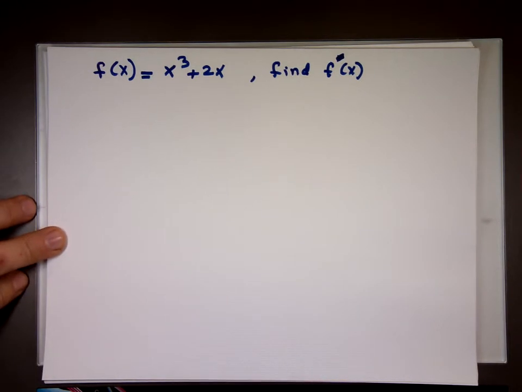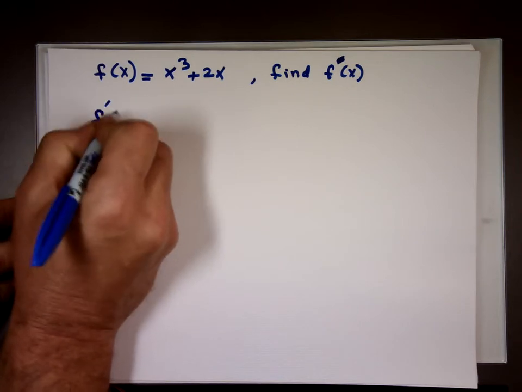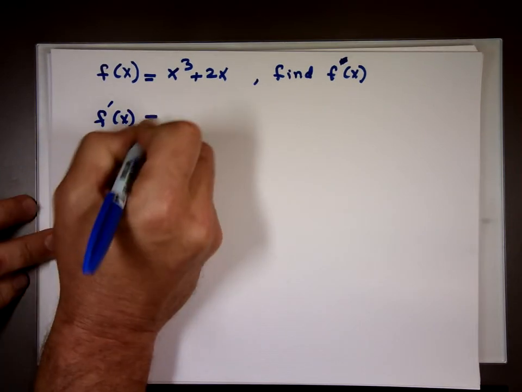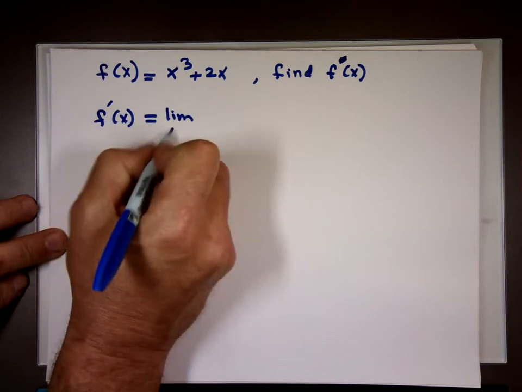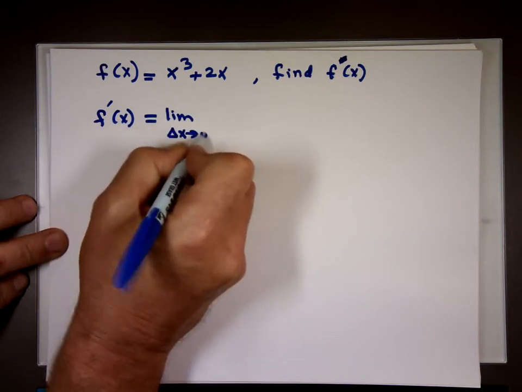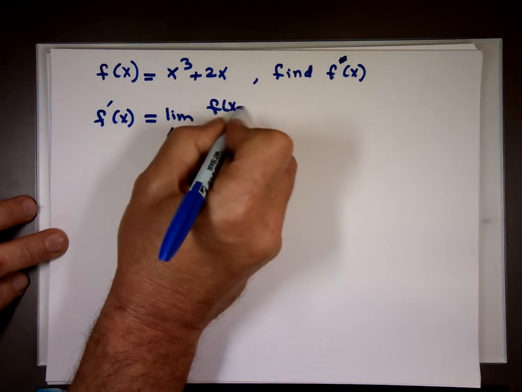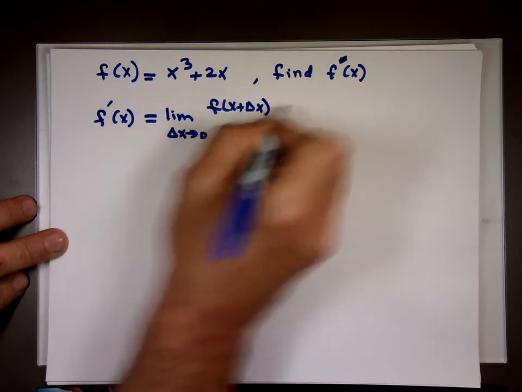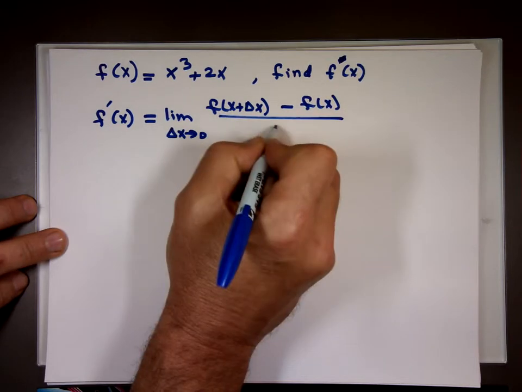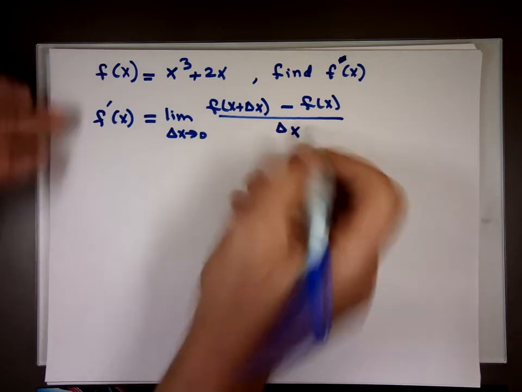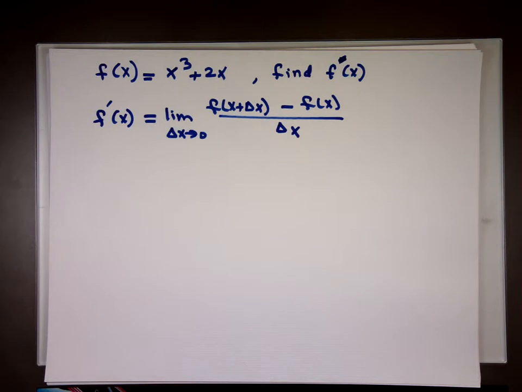Okay, I want to find f prime. Again, what's the definition? f prime of x equals the limit as delta x approaches 0 of f of x plus delta x minus f of x, divided by delta x. The ugly part of this problem is finding f of x plus delta x.